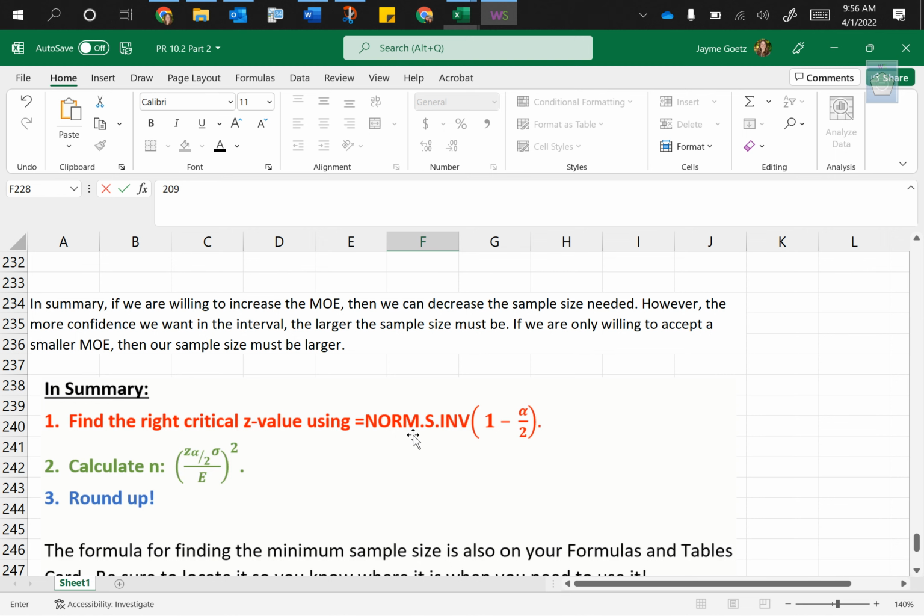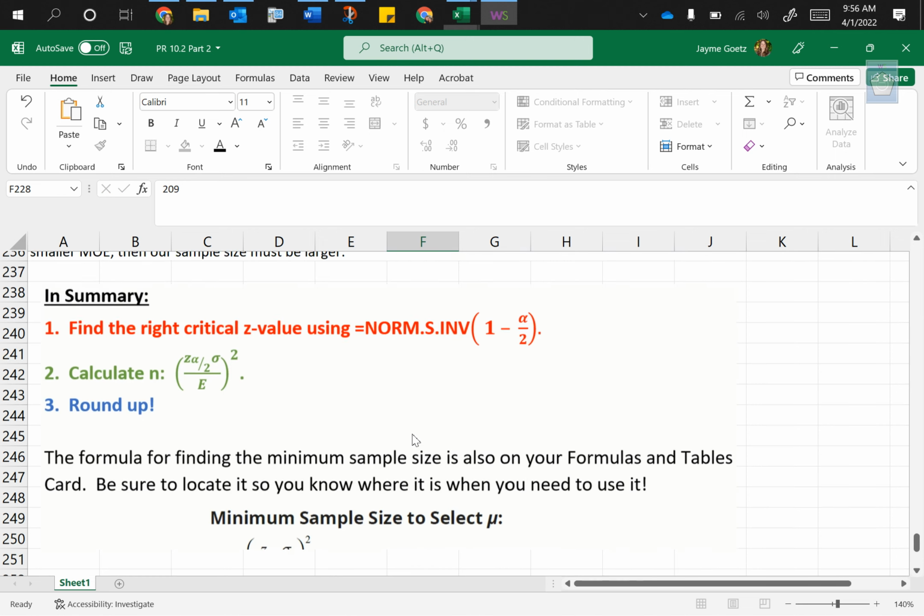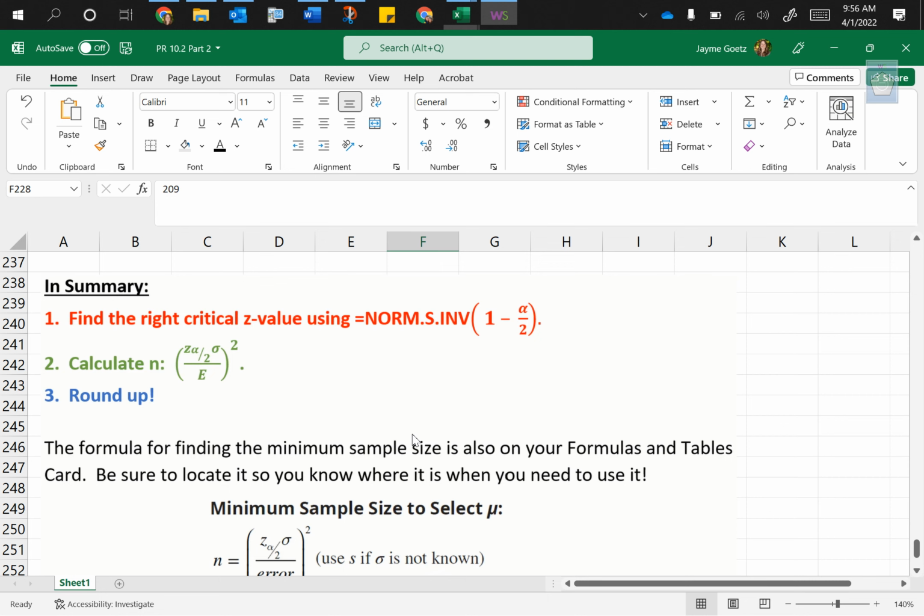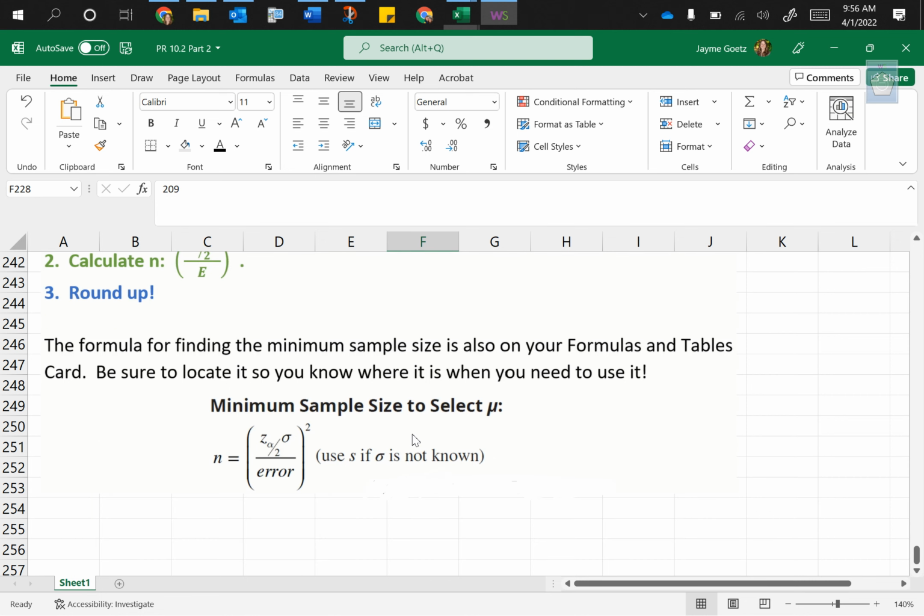Now, below here, I have those steps just like we have in the past. Find the right critical value, calculate your n value, and round up. The formula will also be on your formula sheet that I'm going to give you in just a minute.